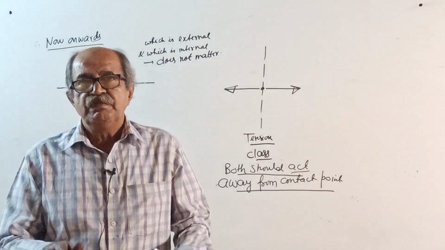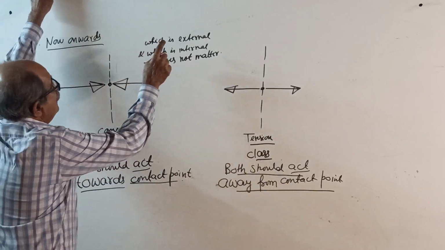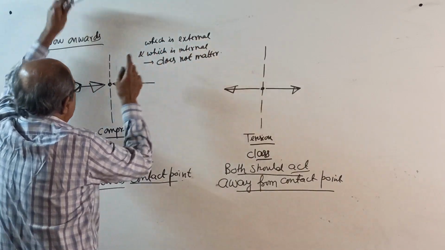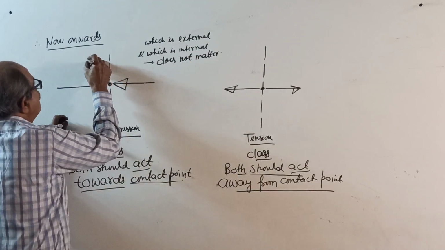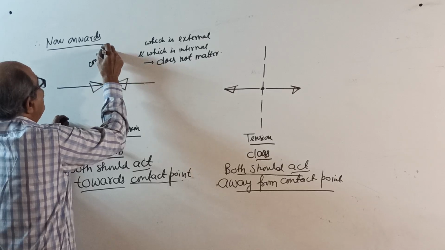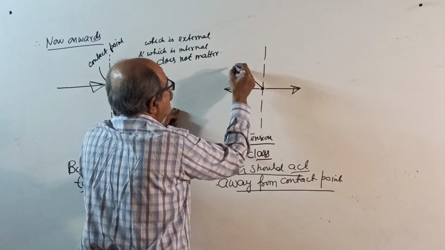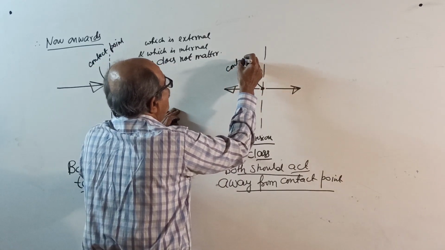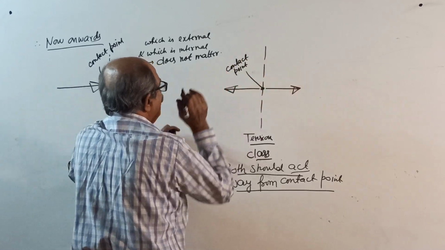Okay. Now onwards, which is internal? You consider a contact point. See here, this is the contact point. Remember that much. For engineering mechanics, you require this. This is the contact point. Someone will ask, what is a contact point? I will tell you, in engineering mechanics, you get it. That's all. It will come later.